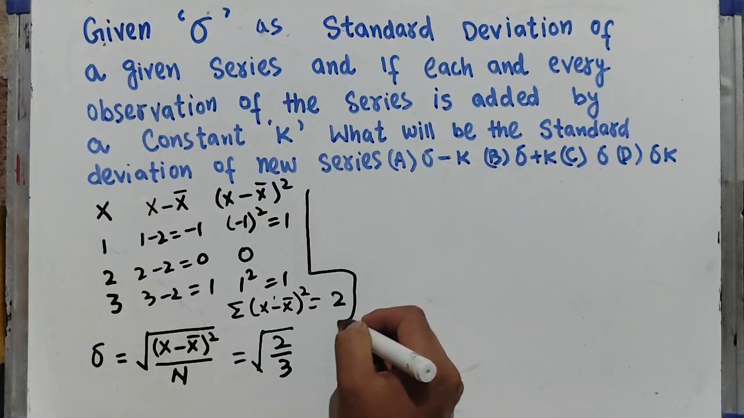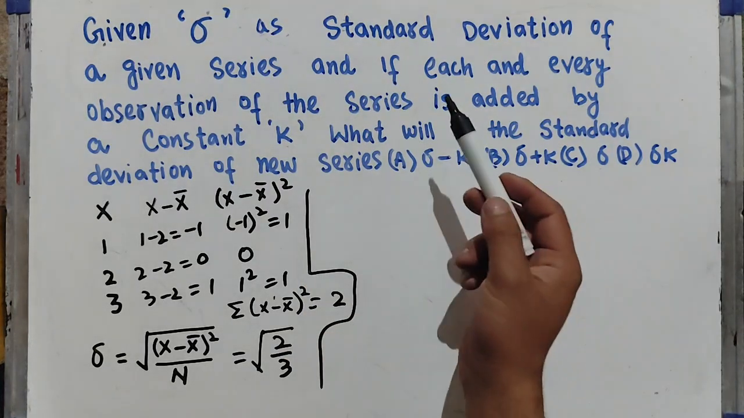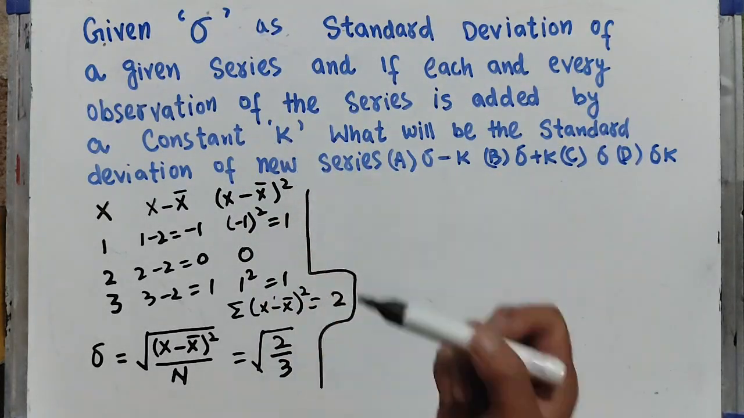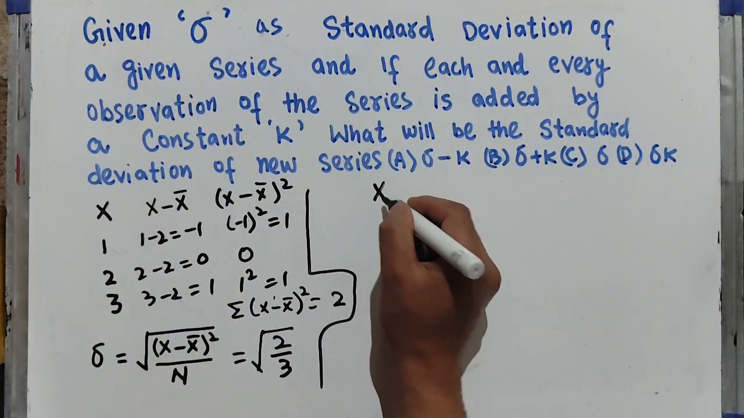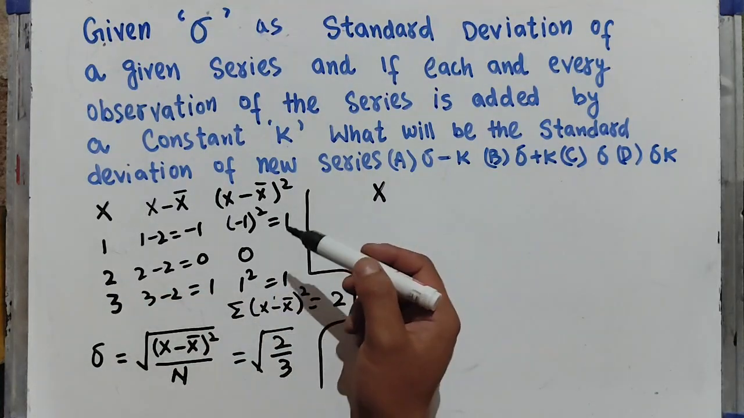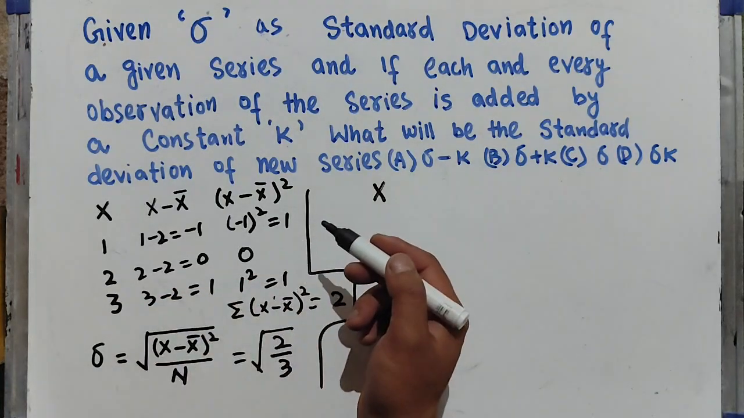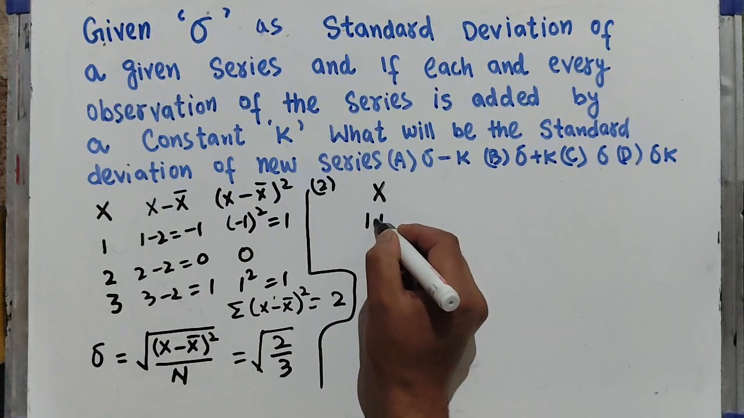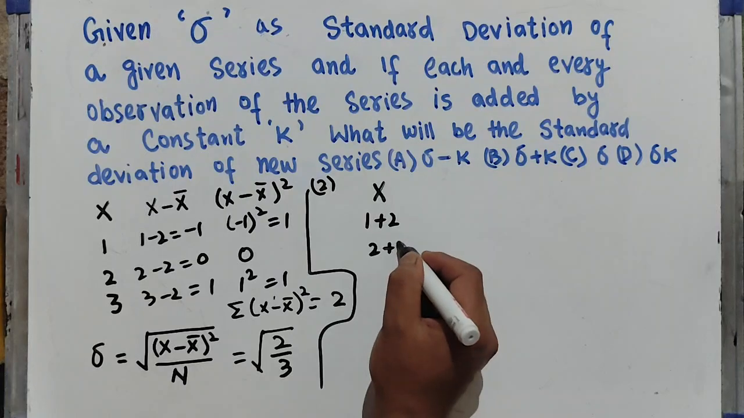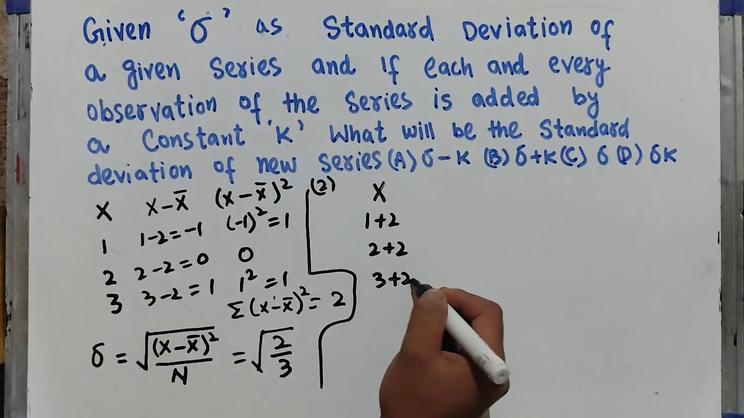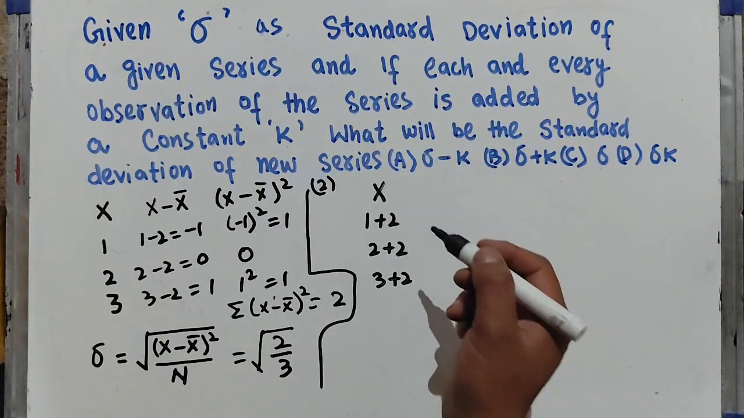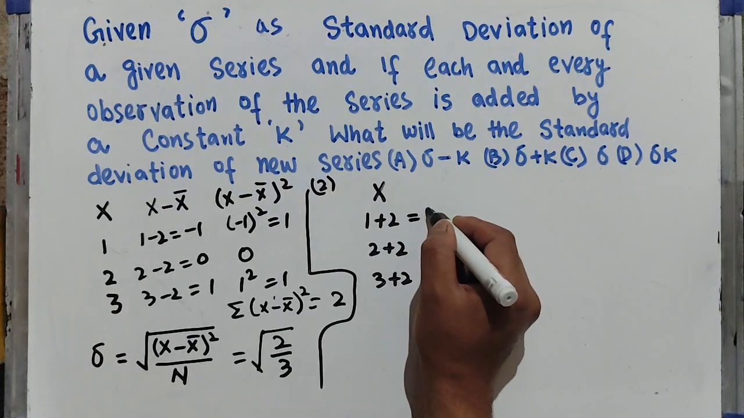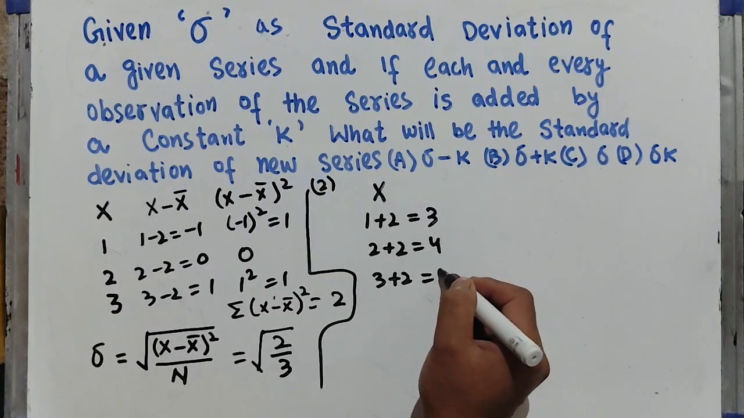Now what are we being told? We are told that each and every observation of the series is added by a constant k. So we have the same series x. Now each observation is added by a constant. Let us say we add the constant 2. So what happens to the series? We get 1 plus 2, then 2 plus 2 and 3 plus 2. We need to find its impact on the standard deviation. 1 plus 2 is 3. Here we will get 4. Here we will get 5. So this is our new x.